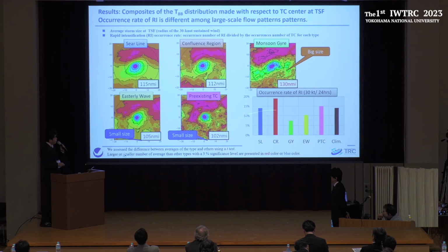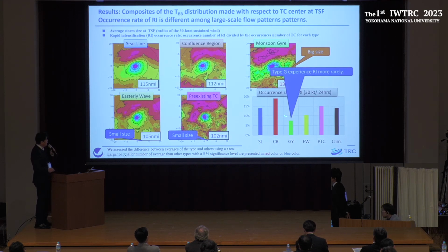And this figure shows the occurrence rate of rapid intensification, RI, defined here. The RI occurrence rate means the number of RI occurrences divided by the number of cyclones for each case. The occurrence rate of RI for type G is smaller than the others. That means type G experiences RI more rarely. Conversely, type C experiences RI frequently.